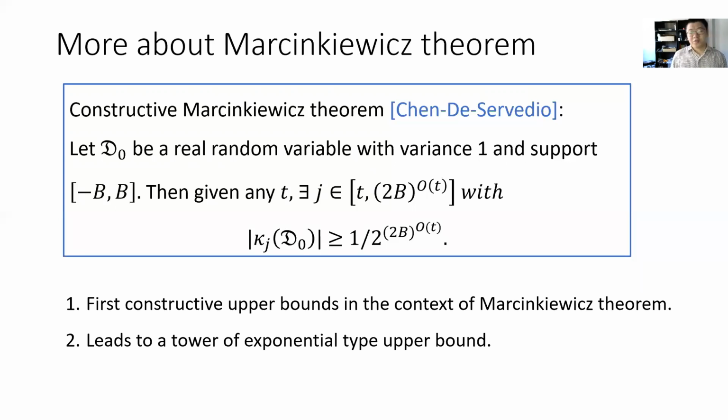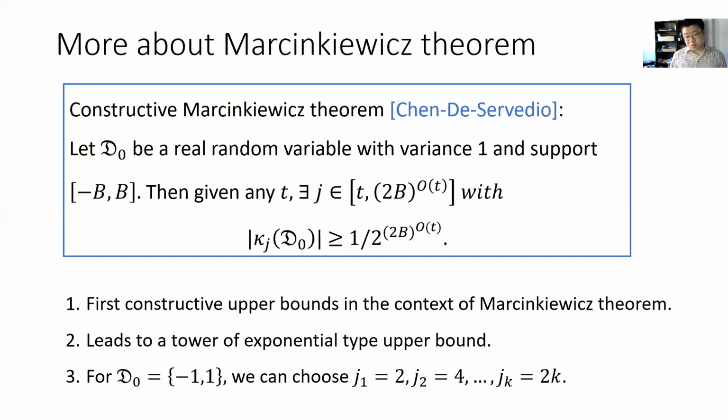Second, the final upper bound on the sample complexity becomes a tower of exponentials type. But for nice distributions like the unbiased coin, -1 and 1, we can choose these indices just to be the first k even numbers. So that's all I want to say about our algorithms and techniques.